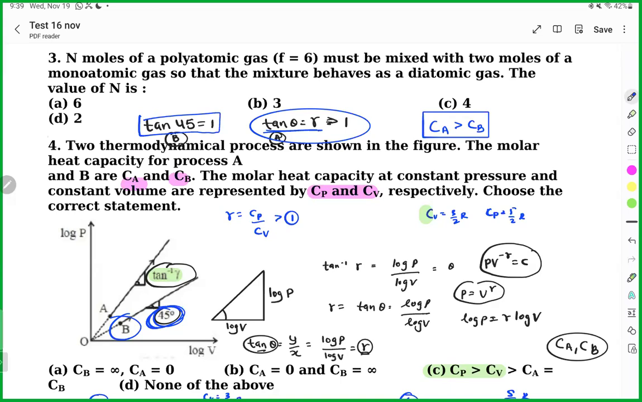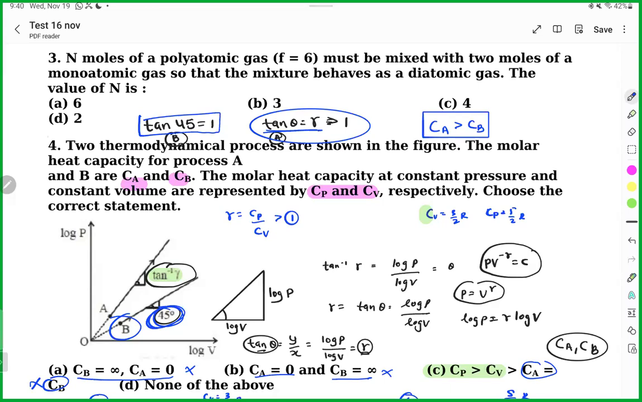Yes, sir. Here B is infinity, A is 0. Wrong. A is 0, B is infinity. Same option. Wrong. Here in C option, A is equal to B. Wrong. Then D is the answer.